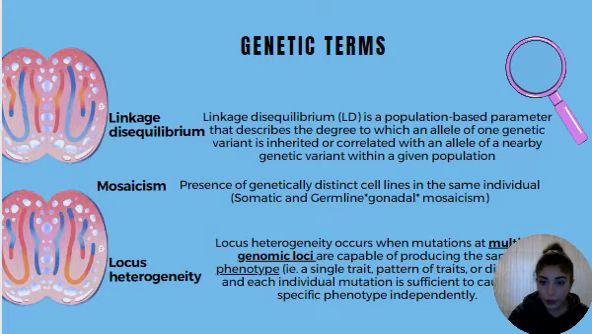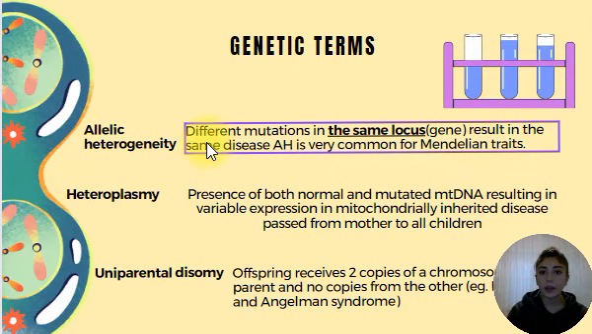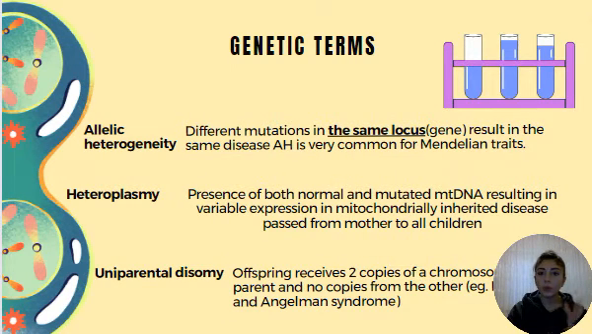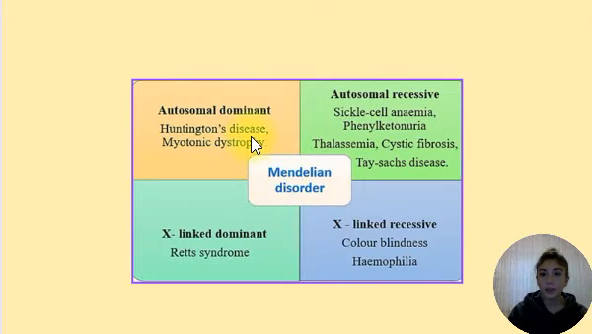Okay, and next we go to allelic heterogeneity, so different mutations in the same locus, right, gene, result in the same disease. In the same locus, this is the key point here. And allelic heterogeneity is very common for Mendelian traits. So that means all the diseases associated with this are seen in allelic heterogeneity, right? So for example, Huntington disease, autosomal dominant, right? Rett syndrome, X-linked dominant, X-linked recessive, color blindness, hemophilia, sickle cell anemia, autosomal recessive, phenylketonuria, thalassemia, especially thalassemia, cystic fibrosis also associated with this, and Tay-Sachs disease. These are Mendelian disorders.